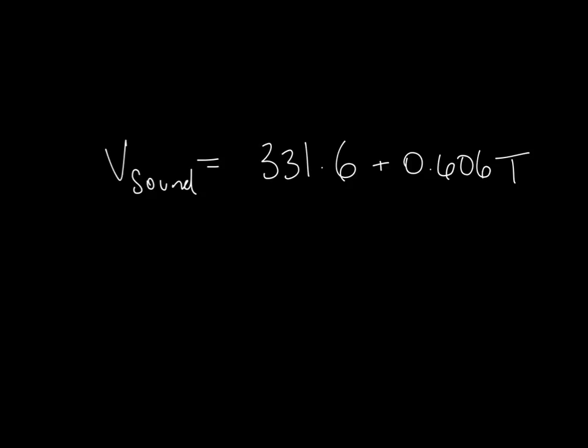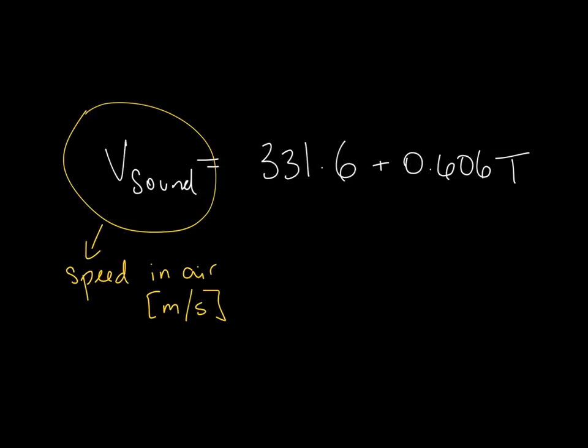The following equation is the approximate speed of sound in dry air, so we're talking 0% humidity, at temperatures near 0 degrees Celsius. Here, your speed of sound in air is going to be in meters per second, of course, and your temperature is going to be in degrees Celsius. This equation gives good predictions in relatively dry, cold, low pressure conditions, such as the Earth's stratosphere.